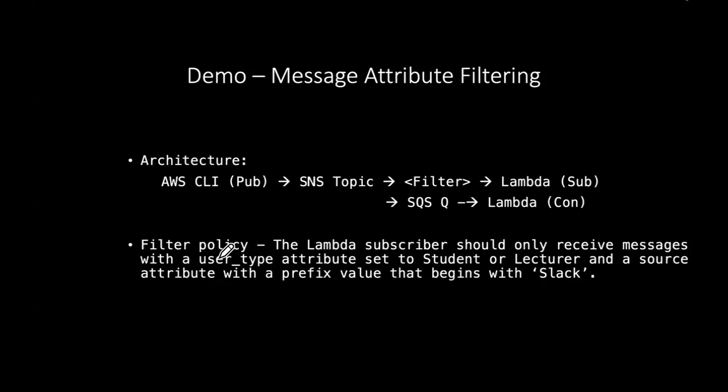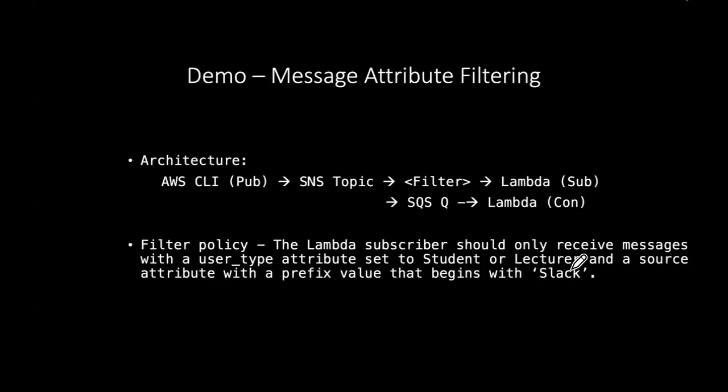But I'm saying that if the user type is set to student or lecturer, then that message should be allowed to go through to the Lambda. And also, if the source attribute's value starts with the string slack, if the prefix of the value is slack, then let it through.